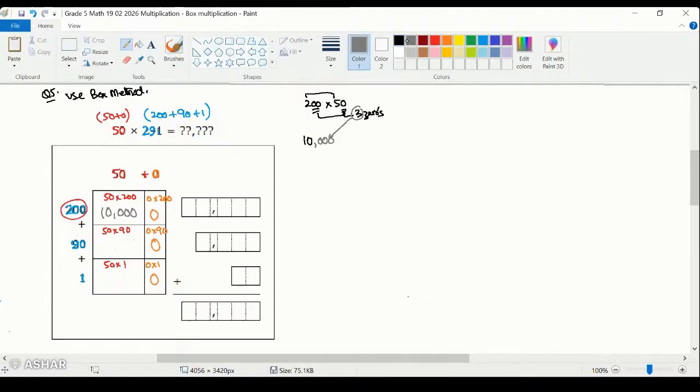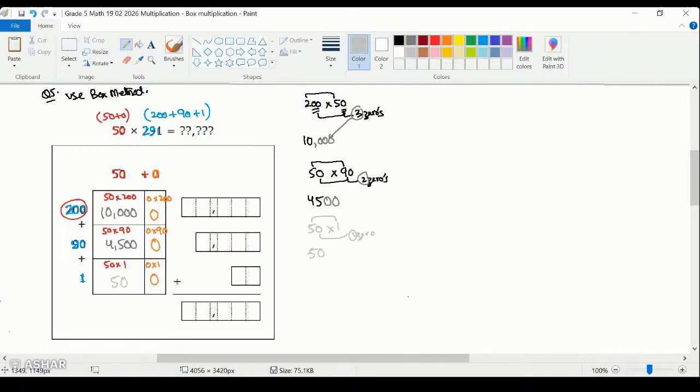What is 50 multiplied by 90? How many zeros can we see? We can see 2 zeros. And 5 multiplied by 9 was 45. We simply put these 2 zeros over here. It becomes 4,500. What is 50 multiplied by 1? We have 1 zero, and 5 multiplied by 1 is 5. We simply put the 1 zero, that is 50.